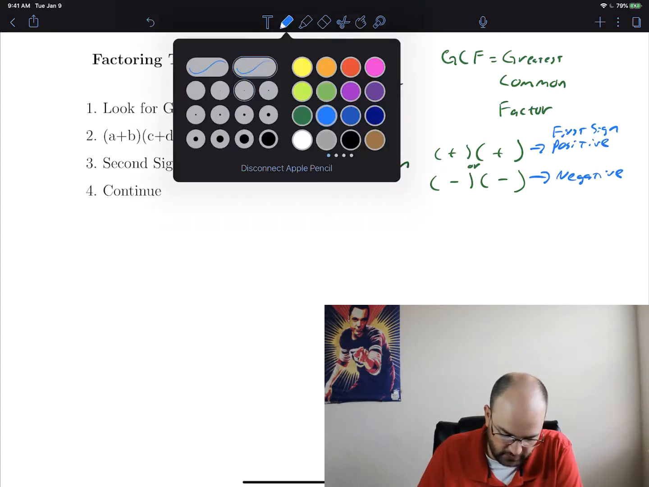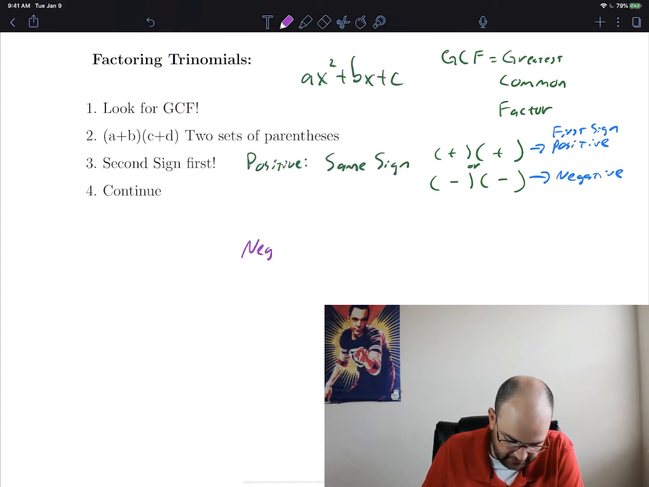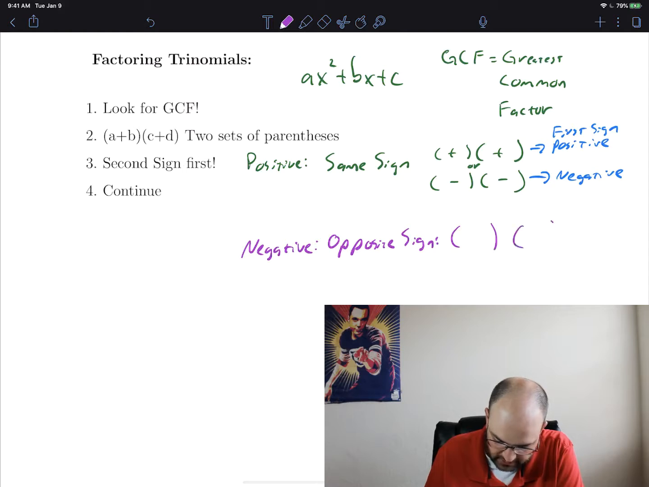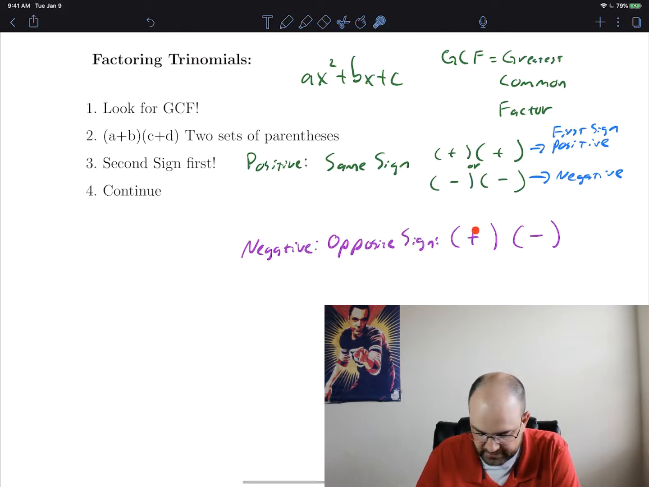Now, if you have a negative second sign, they will always be opposite signs. Now, those opposite signs will always look like this. Something positive, something negative. So one positive, one negative, always. If this is a negative, positive and negative. If this is a positive, you have two different possibilities. Okay, so that's why we always look at the second sign first.